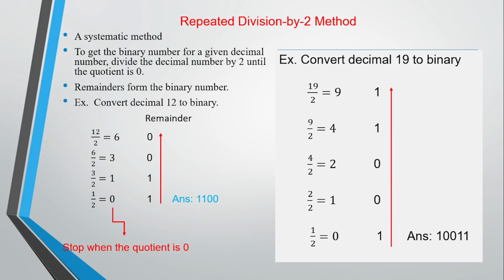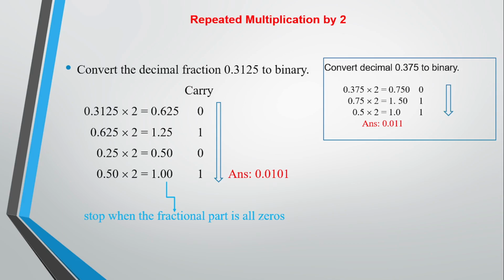Again, what is the drawback? We have to find the binary weights which, when summed over, give you the equivalent decimal number, and that is time consuming. So a more systematic method is necessary, and the systematic method to convert a fractional decimal number to its equivalent binary number is repeated multiplication by 2. In this method, we simply multiply the given fractional number by 2 till the fractional part becomes completely 0.